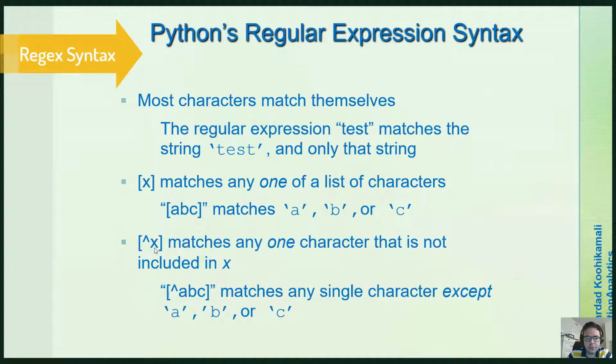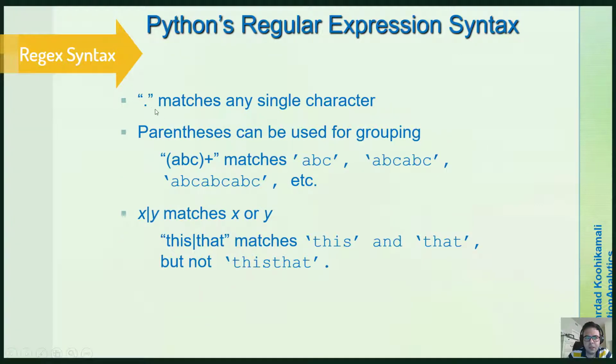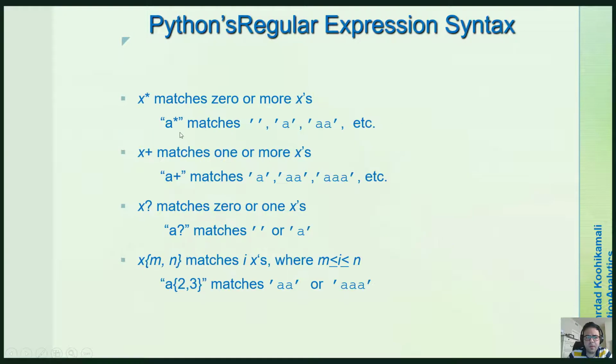If you use caret at the beginning, you are going to look up for any type of matching pattern except the one that comes right after it. Dot matches any single character. Parentheses can be used for grouping, so it matches that specific pattern ABC. X or Y matches X or Y, so it could be either of those.